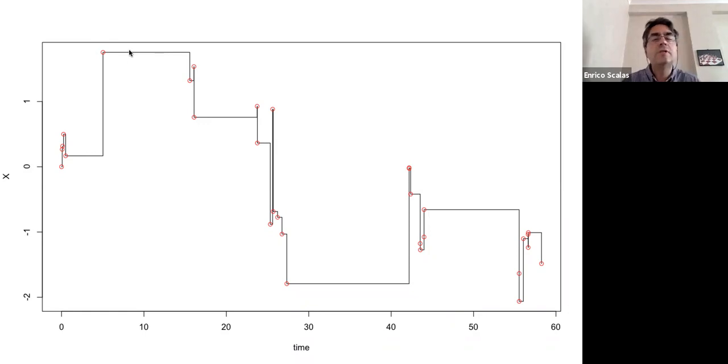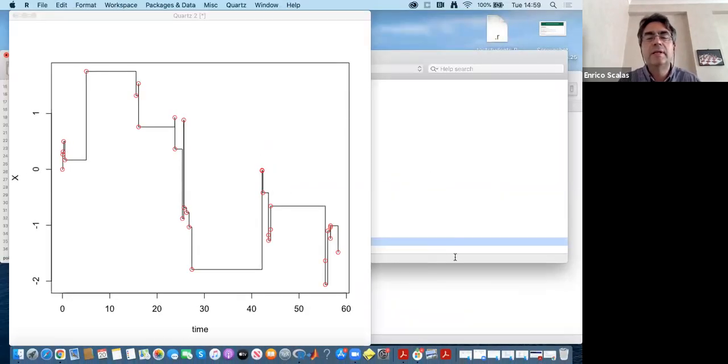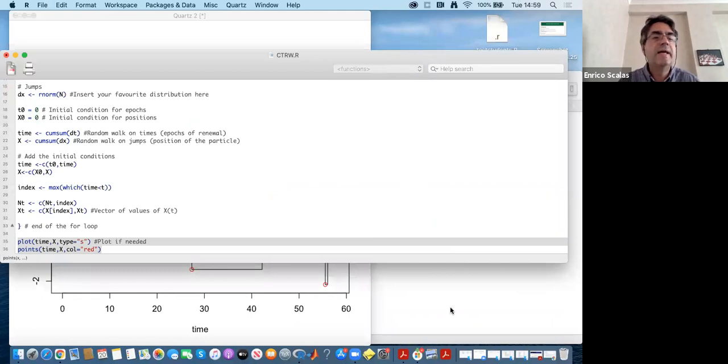So this is a working code, but it is not a very efficient code. With a while loop you would stop here, and then your program would be faster. But to be fair, it was running only for a few seconds, maybe 10 or 15 seconds.